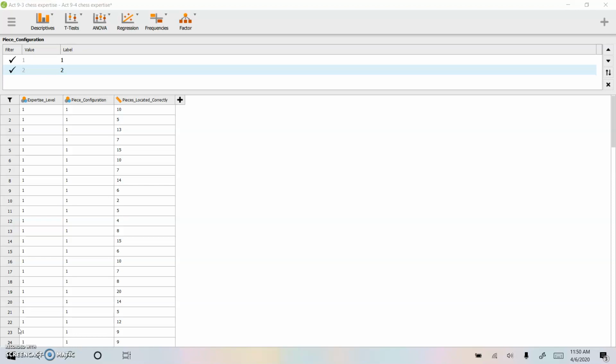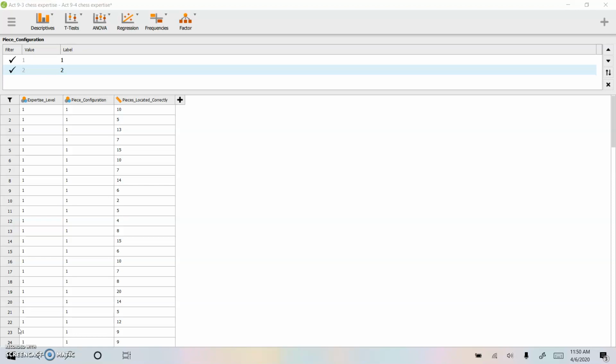So they weren't random, but the pieces were actually in places they could actually be based on a game. Right? And then people looked at those boards, and then they were asked to recall the exact configuration of pieces on the board. And what they looked at is the number of pieces they correctly located on the board.